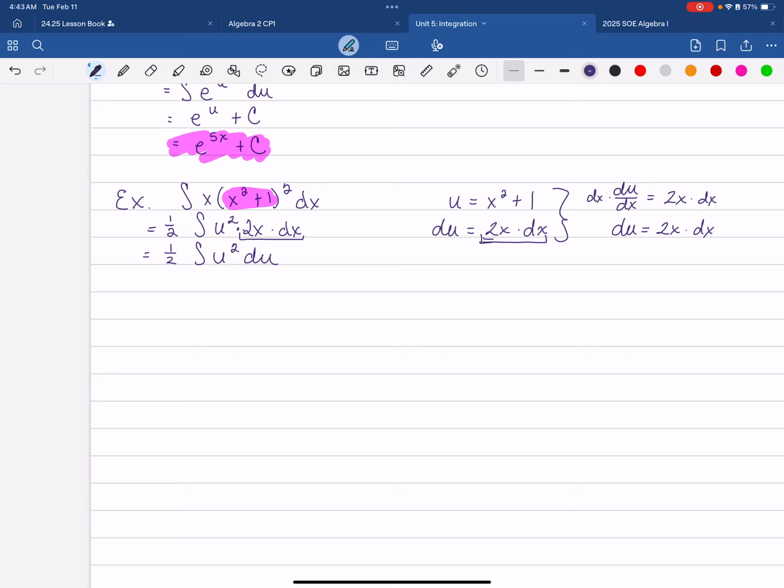And now I can go ahead and take the antiderivative. So I have 1/2 times 1/3 u to the third plus c. So I get 1/6. My u is x squared plus 1, to the third, plus c. And we're all done.